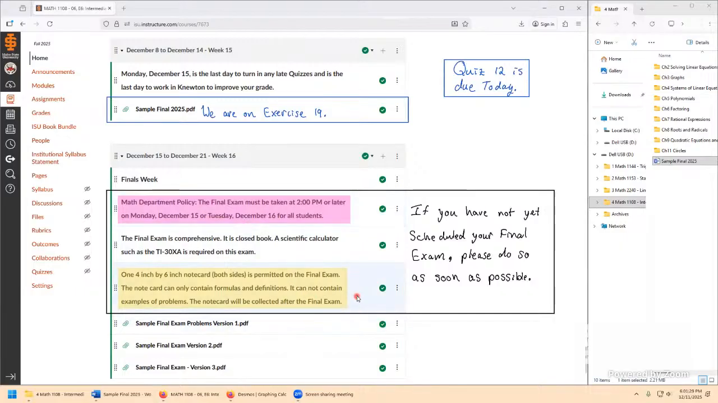Also, it's open note card. You can have as large of a note card as a 4-inch by 6-inch note card containing formulas and definitions. It contains full solutions to examples, and the note card will be collected after the exam.